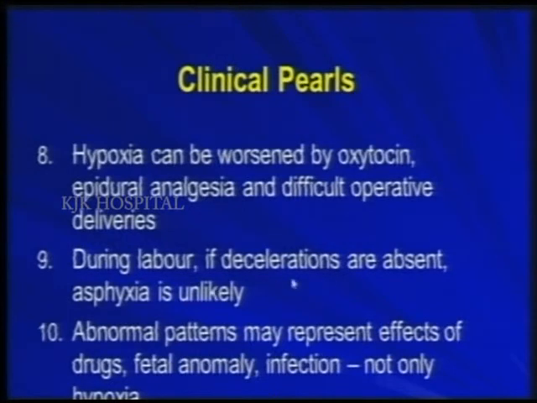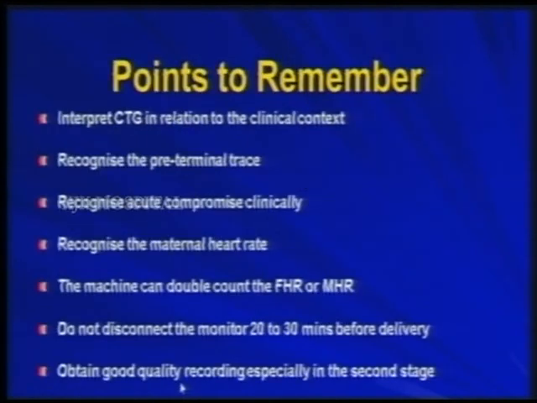And during labor, if decelerations are absent, asphyxia is unlikely because the uterus has to contract and compress the cord, which will give us variable decelerations, or reduce the retroplacental pool of blood, which will give us late decelerations. If we don't see any decelerations and the trace shows tachycardia, reduced variability, it might be infection, it might be some abnormality in the fetus. So abnormal patterns may represent effects of drugs, fetal anomaly, infection, not only hypoxia, and if you examine clinically what is going on, you will be able to pick it up.